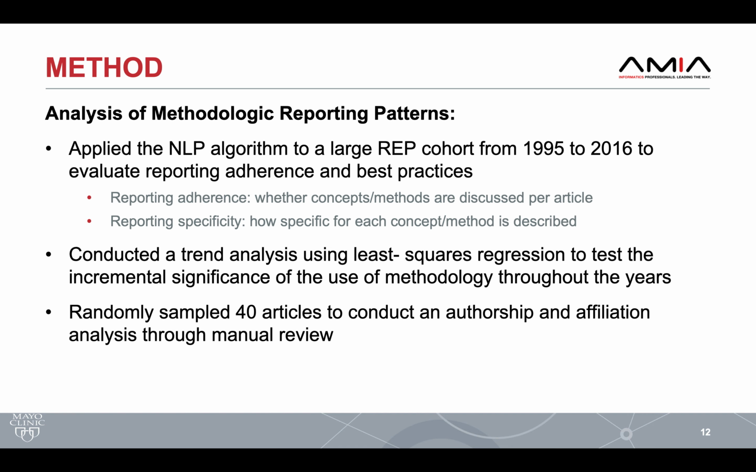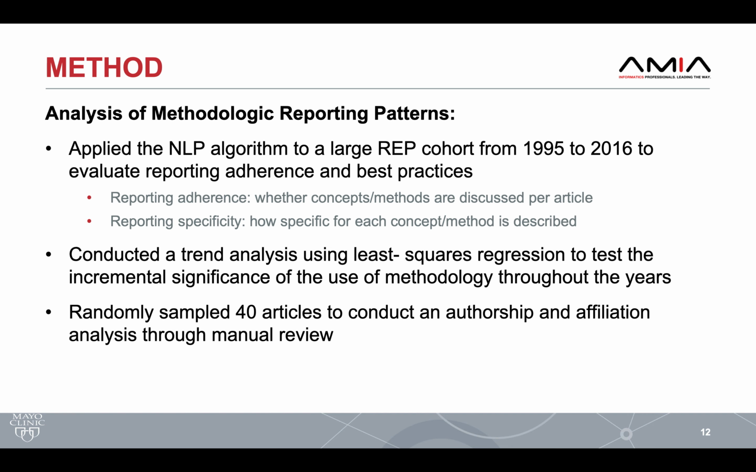After the system is developed and evaluated, we further apply the system to a larger cohort from 1995 to 2016, with the goal of identifying reporting adherence and reporting specificity. Reporting adherence here is defined as, given an article, whether a specific concept was mentioned or discussed. For example, whether the paper is discussing the data collection method, population selection method, and so on.